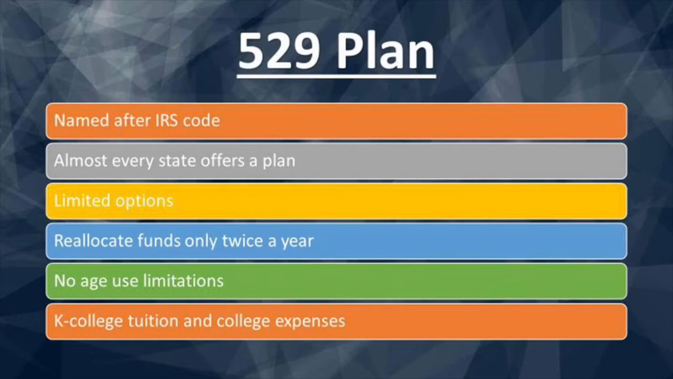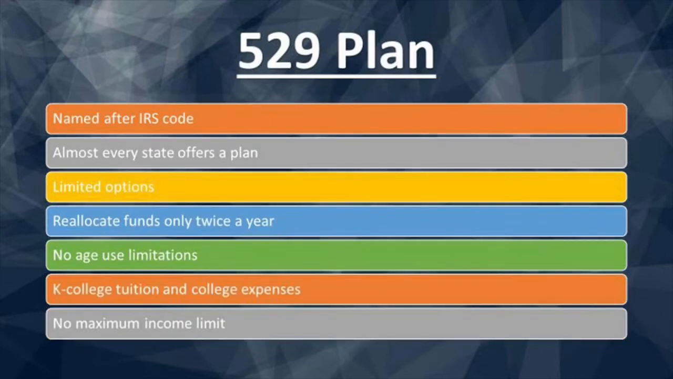And you can also use it for K through 12 tuition, but only tuition. That's the difference with the ESA. And again, we'll dive into that in a second. And then there is no maximum contribution from an income standpoint. So anyone can contribute. So if you make $50,000, you can contribute. If you make $500,000, you can contribute. No income limitations. And the contribution per year that you can do for each student is $14,000.